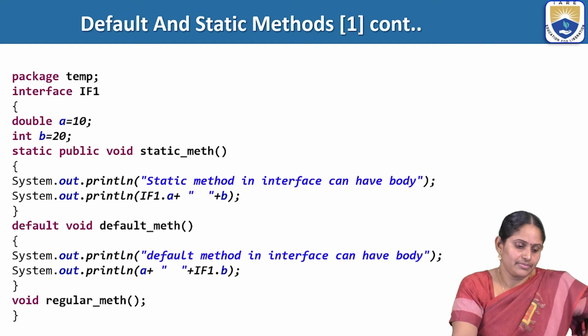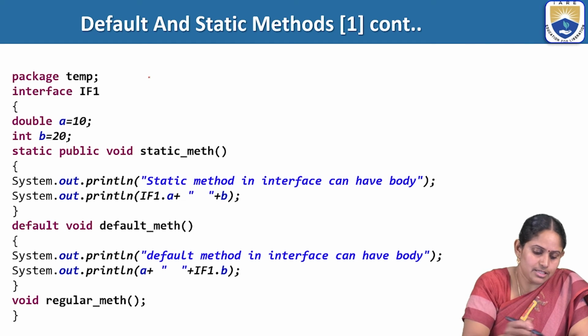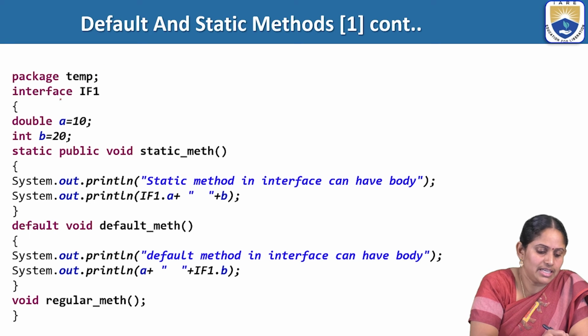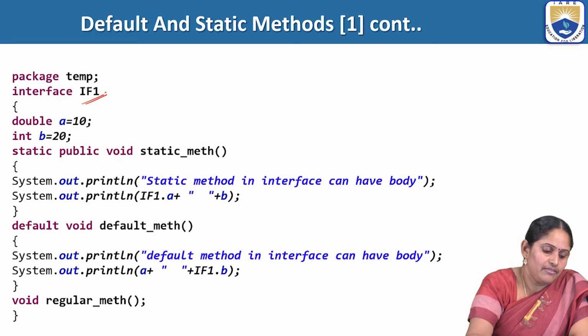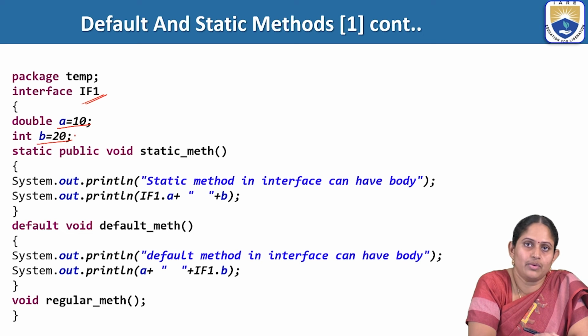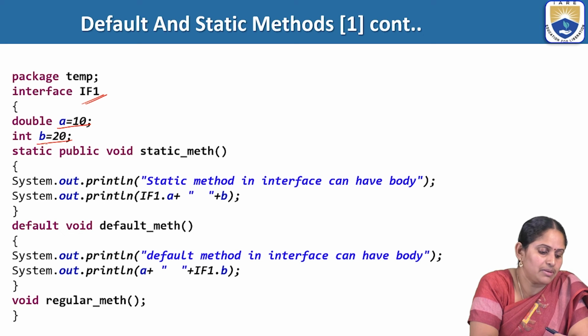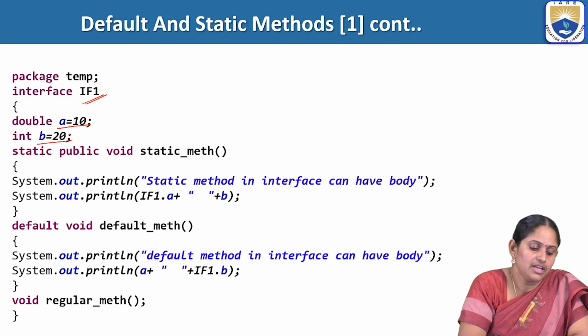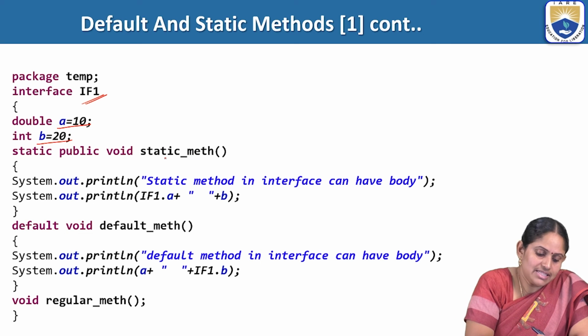So let's look into an example. We have the interface IF1, wherein it has two variables, a and b: a double variable a which is initialized, and an int variable b which is initialized to 20. Now we have the static method.